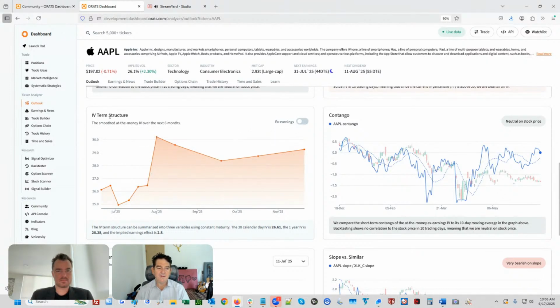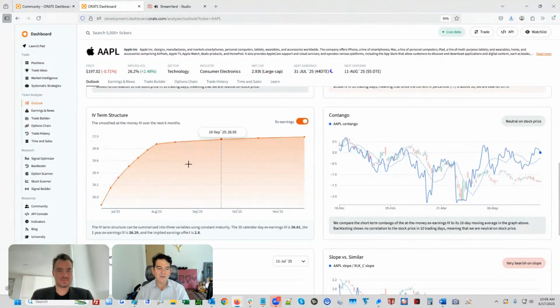So this is the actual term structure, meaning all these points are expirations in Apple. You can almost guess when the earnings is. Yeah, it's right here. But you can also click on ex-earnings and it really smooths it out. I mean, that's incredible, right? So this is what it actually looks like if you take out the earnings effect.